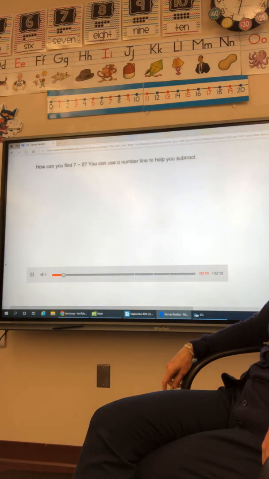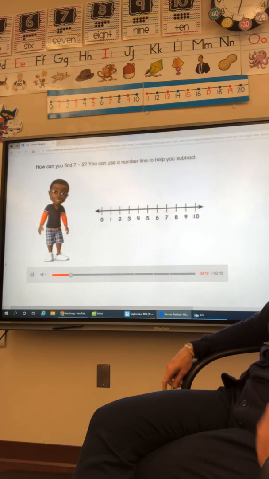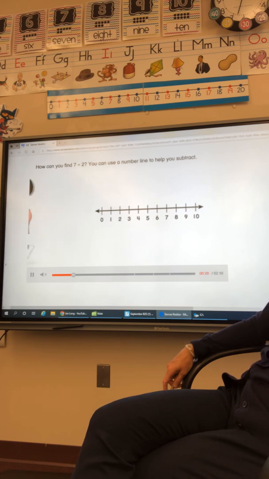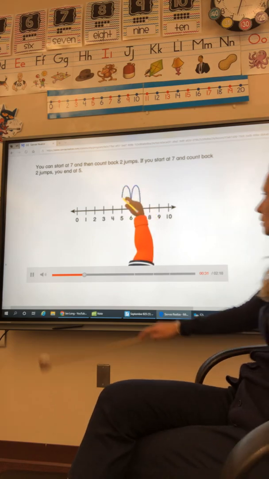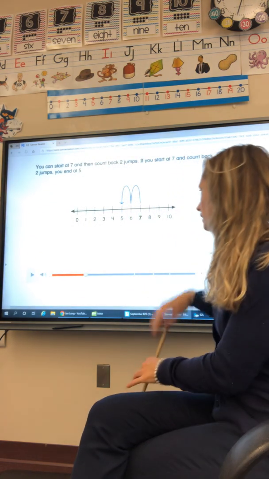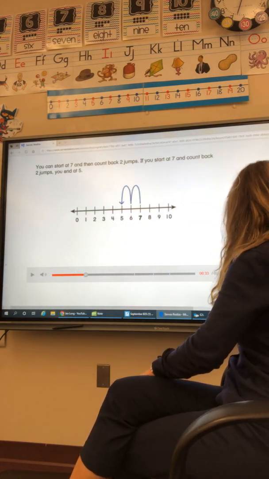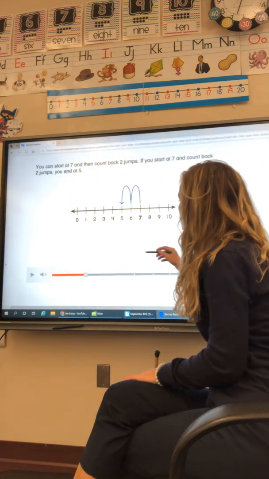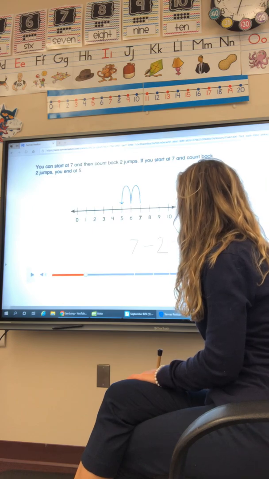How can you find 7 minus 2? You can use a number line to help you subtract. You can start at 7 and then count back 2 jumps. If you start at 7 and count back 2 jumps, you end at 5.